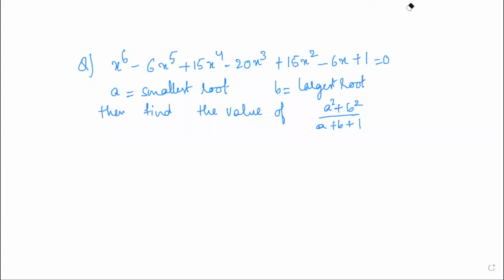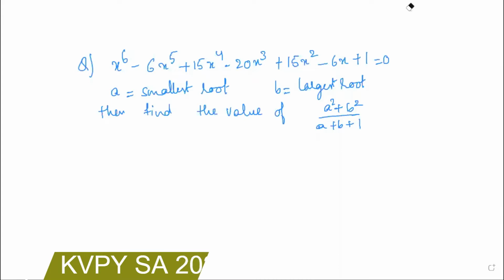So the question is x^6 - 6x^5 + 15x^4 - 20x^3 + 15x^2 - 6x + 1 = 0. For this equation, a is assumed to be the smallest root and b is assumed to be the largest root. Then find the value of (a^2 + b^2) / (a + b + 1).